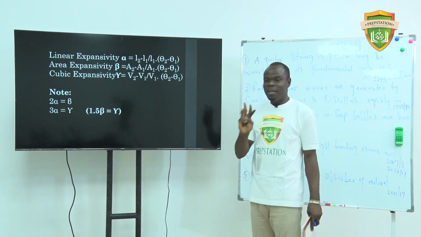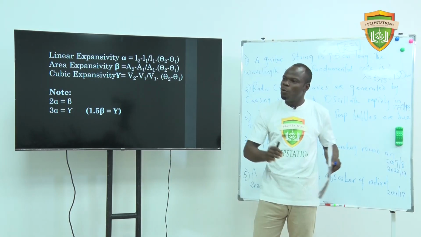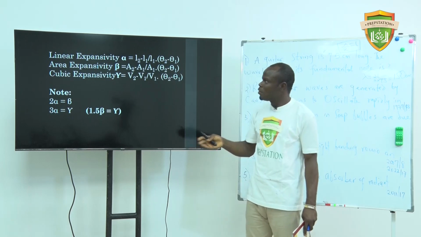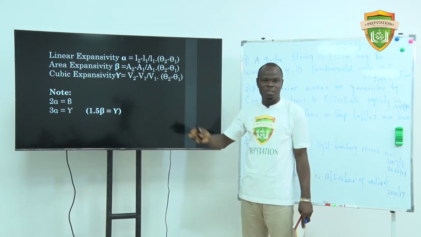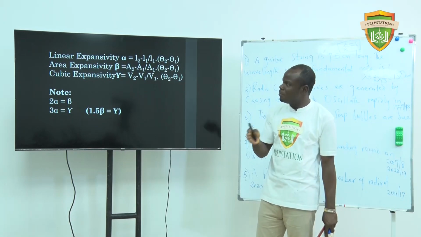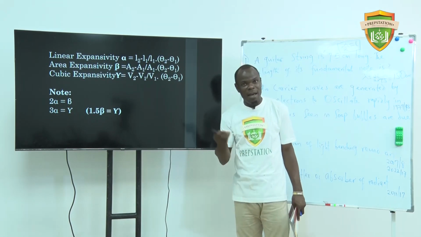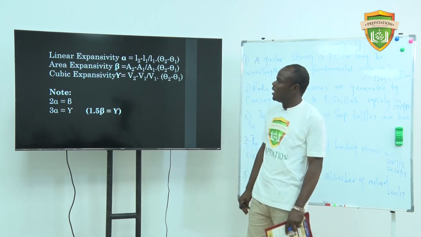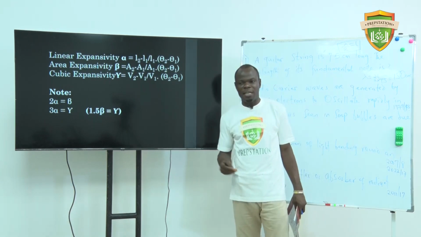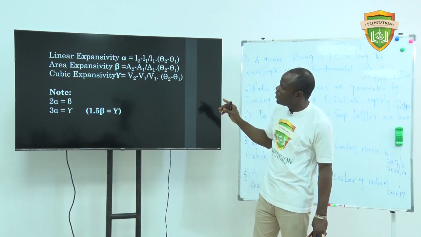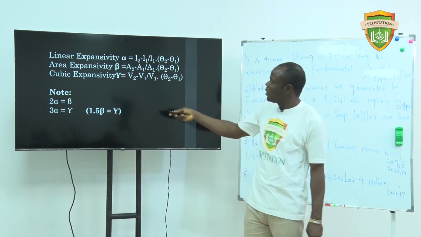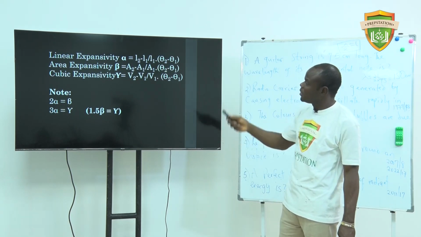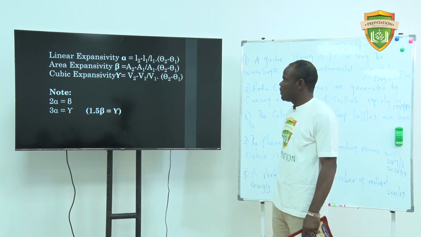So 3 things happen. It's either there is expansion through the length, or length and breadth, or the 3, which is length, breadth, and height. So on one way, we call it linear expansivity. That is through the length. Through length and breadth, we refer to it as area expansivity. If you don't call it area expansivity, you can refer to it as superficial expansivity. And the third one is cubic expansivity. Linear expansivity, area expansivity, cubic or volume expansivity.